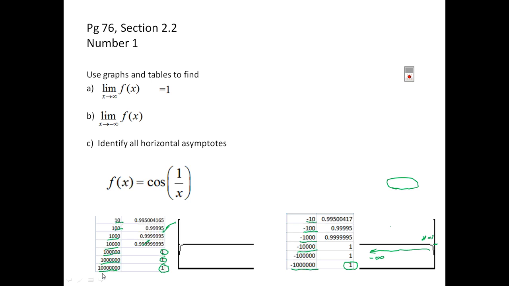So, for part A, the limit as x goes to infinity of f of x equaled 1. For part B, the limit as x goes to negative infinity of f of x was also equal to 1. That means that y equals 1 is our horizontal asymptote, because both limits are the same in either direction.